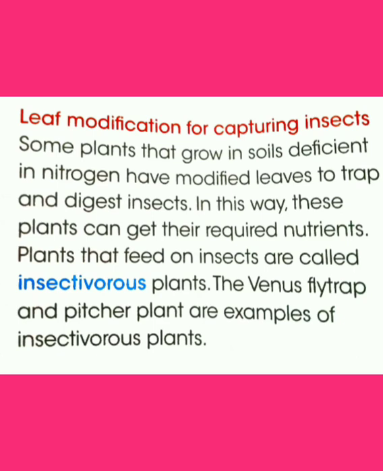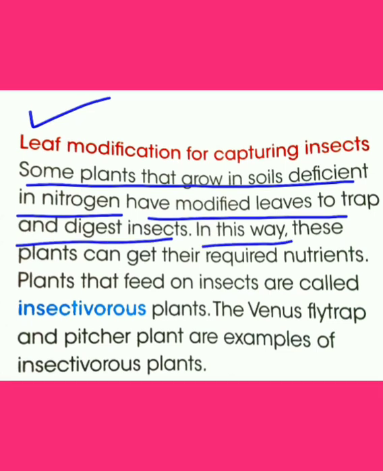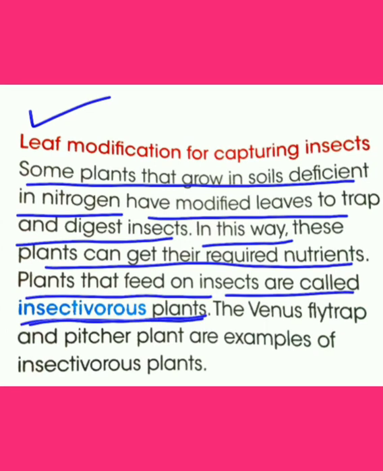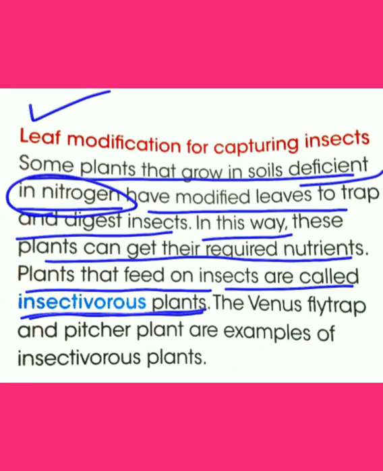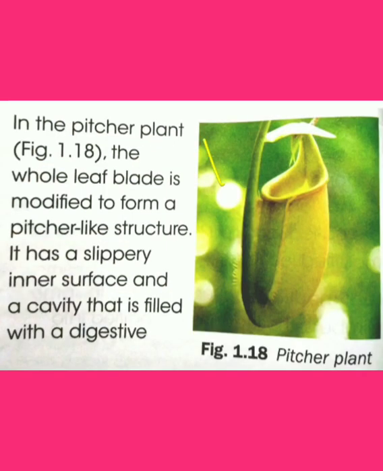Next is leaf modification for capturing insects. Some plants that grow in soils deficient in nitrogen have modified leaves to trap and digest insects. In this way, these plants can get their required nutrients. Plants that feed on insects are called insectivorous plants. Insectivorous plants mainly grow in soils deficient in nitrogen and get their required nutrients by feeding on insects. Some examples are Venus flytrap and pitcher plant. This is how a pitcher plant looks.